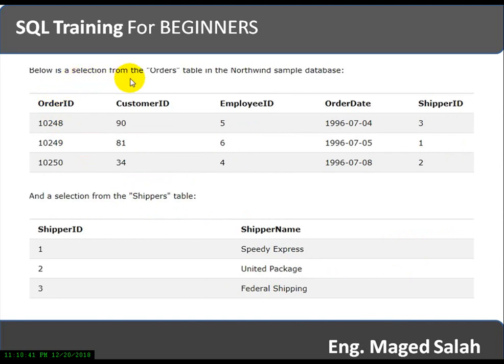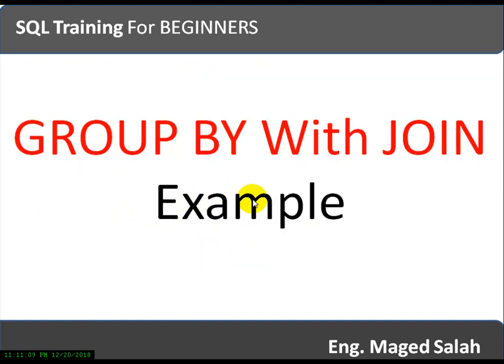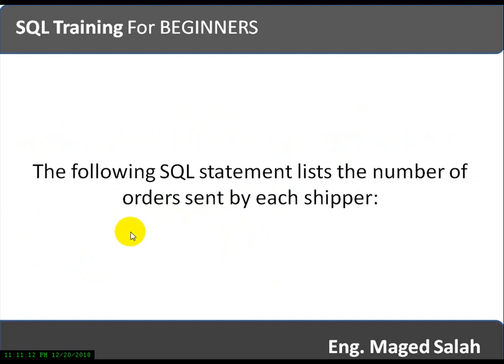Below is a selection from the Orders table in the Northwind sample database, which contains OrderID, CustomerID, EmployeeID, OrderDate, and ShipperID, and a selection from the Shippers table, which contains ShipperID and ShipperName, and the related column ShipperID, as we see. GROUP BY with JOIN example. The following SQL statement lists the number of orders sent by each shipper.